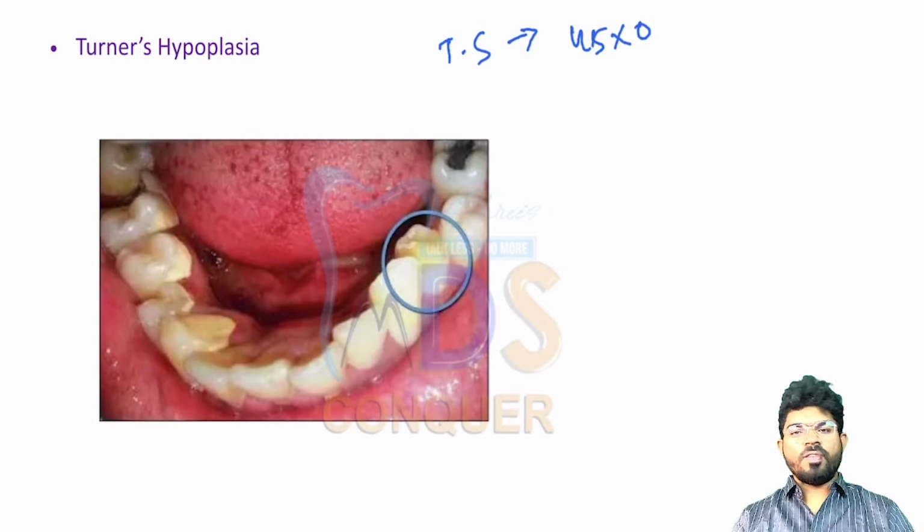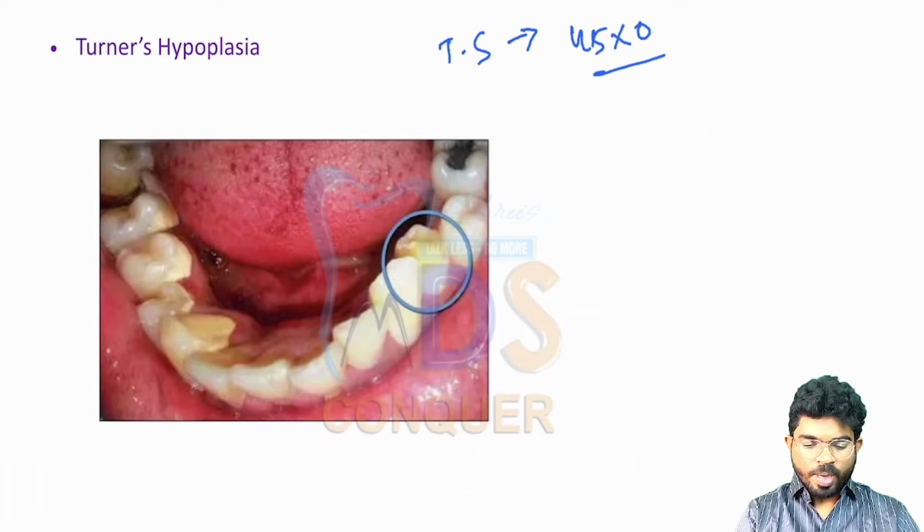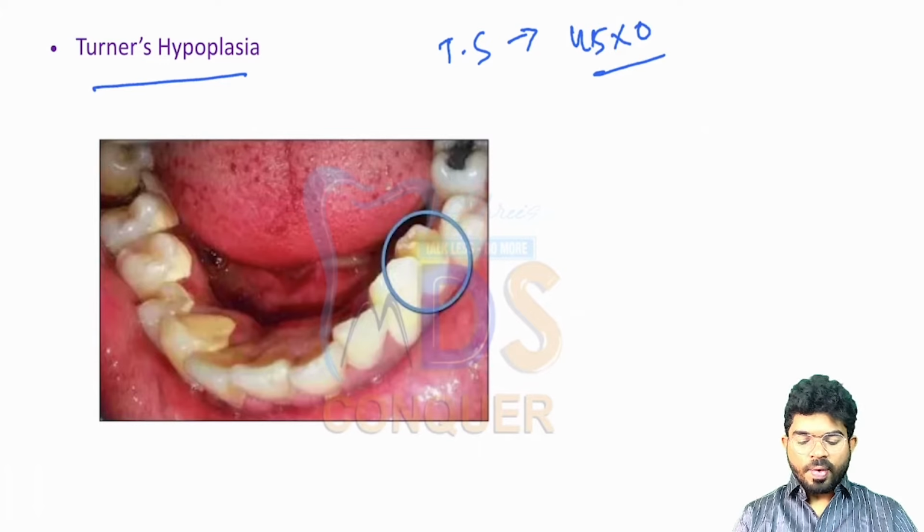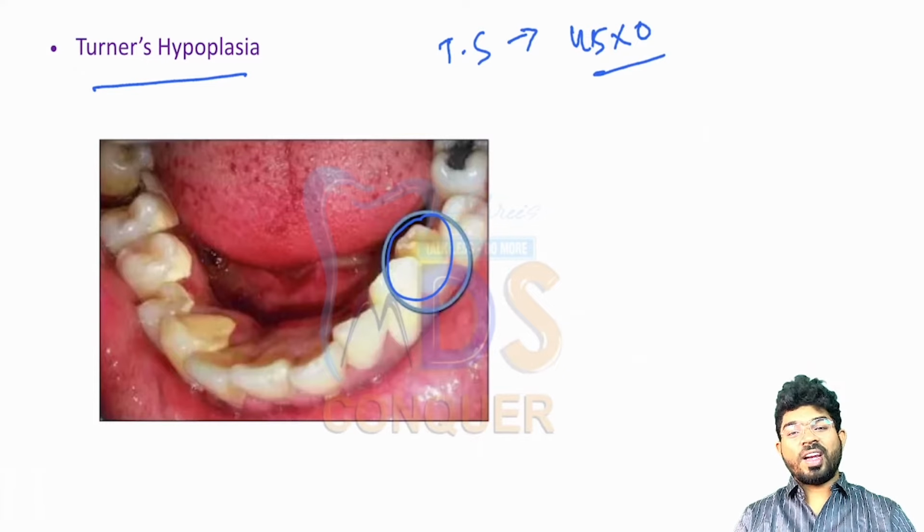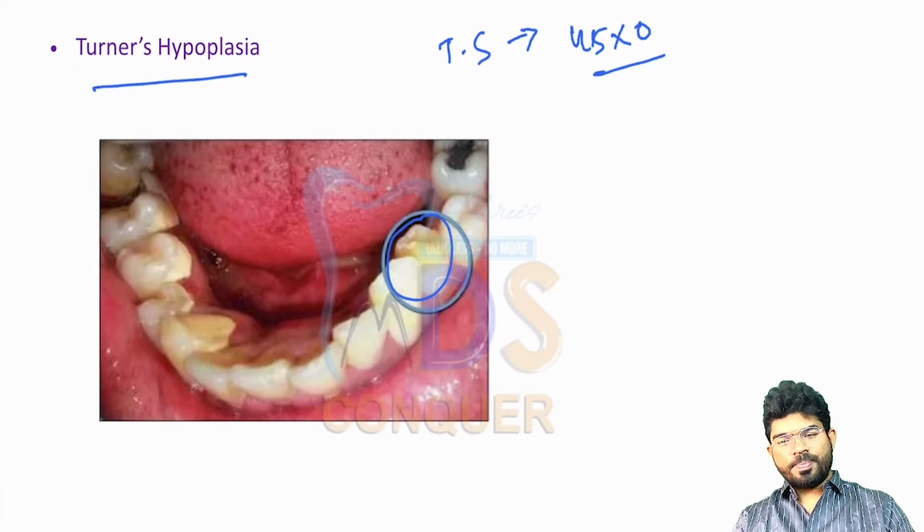Okay, right, 45XO is Turner's syndrome. This is Turner's hypoplasia, or Turner's teeth. Here you can see a particular tooth is being affected in its shape and form. Basically it is due to trauma. A few textbooks call it traumatic hypomineralization, or traumatic hypoplasia. One of the reasons is trauma.